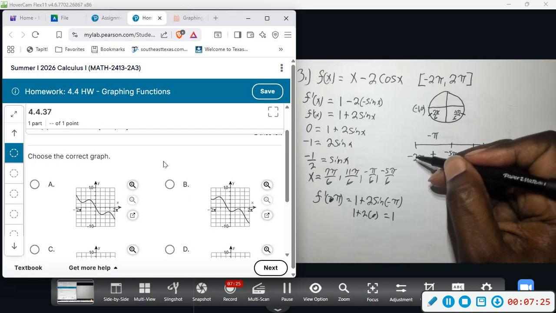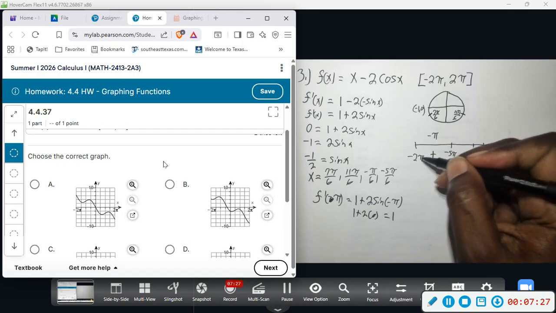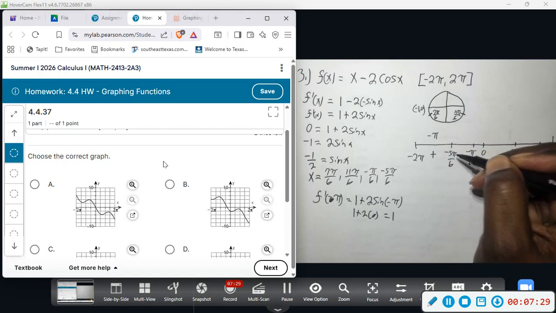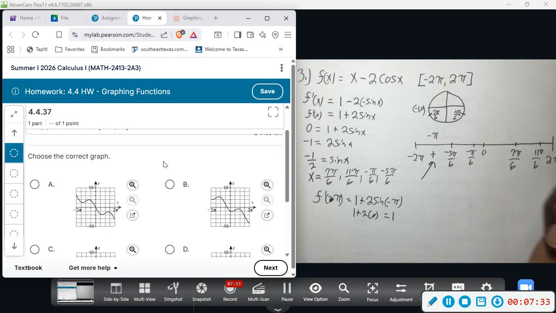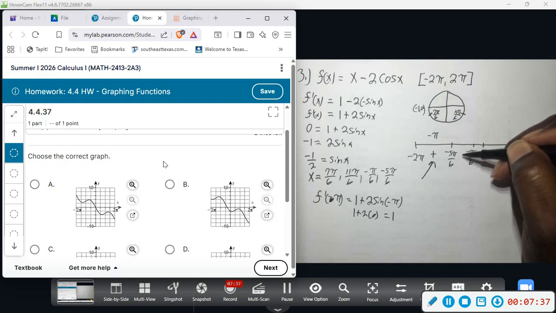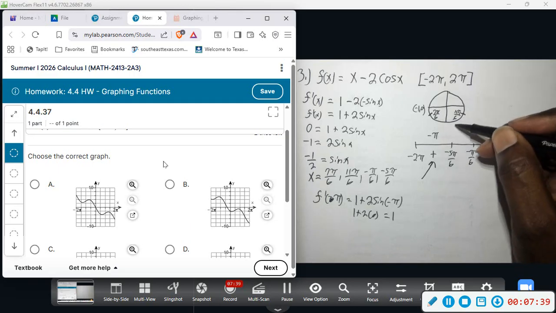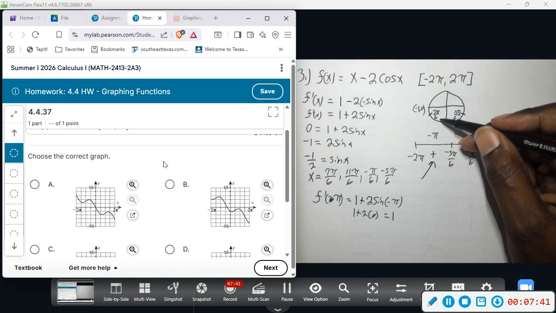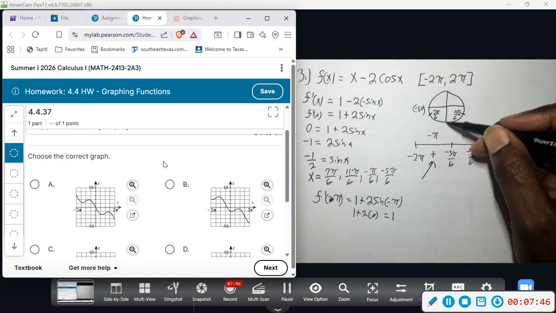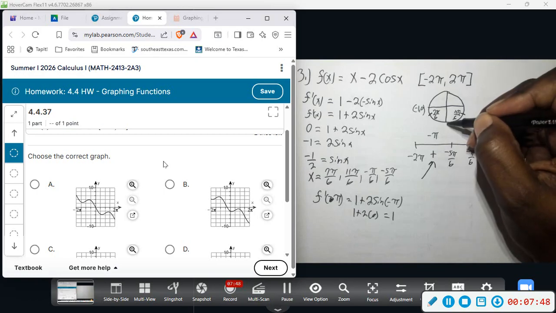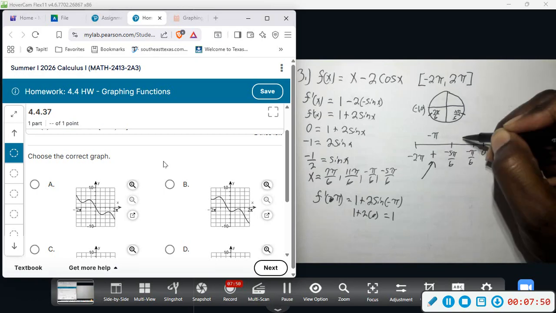So between negative 2 pi and negative 5 pi over 6, we are increasing. All right, and then if I pick a value between negative pi over 6 and 5 pi over 6, let's just pick this angle right here. This will be negative pi over 2.